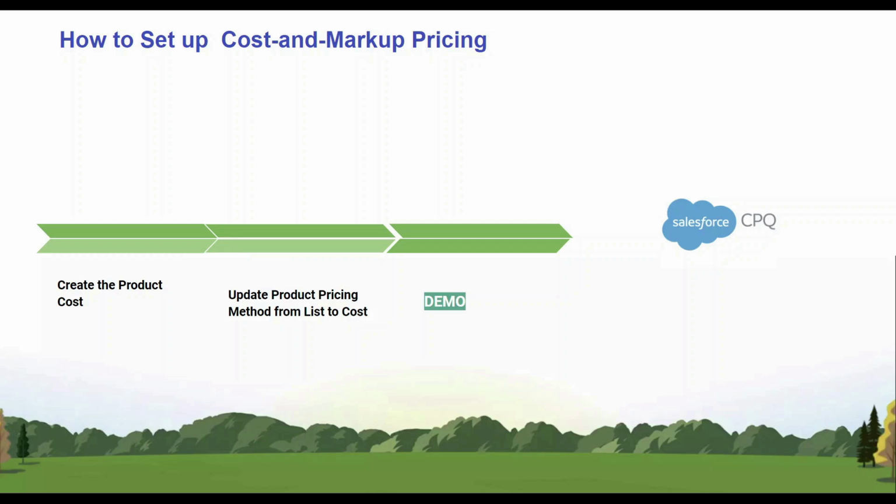Hello. Now that we have understood what cost and markup pricing is about, in this lecture we will learn how to set it up following two steps. First, we create the product cost records, and then we update the product pricing method from list to cost. And finally, we will do a demo together.